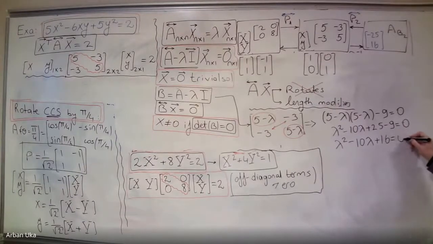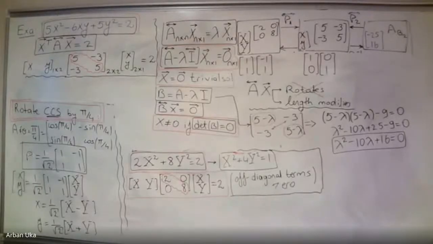So this is lambda squared minus 10 lambda plus 16. This is equal to 0. Now, lambda minus 2 times lambda minus 8 equal to 0. What did you say? Lambda is equal to what? 2 and 8. 2 and 8, that's true.